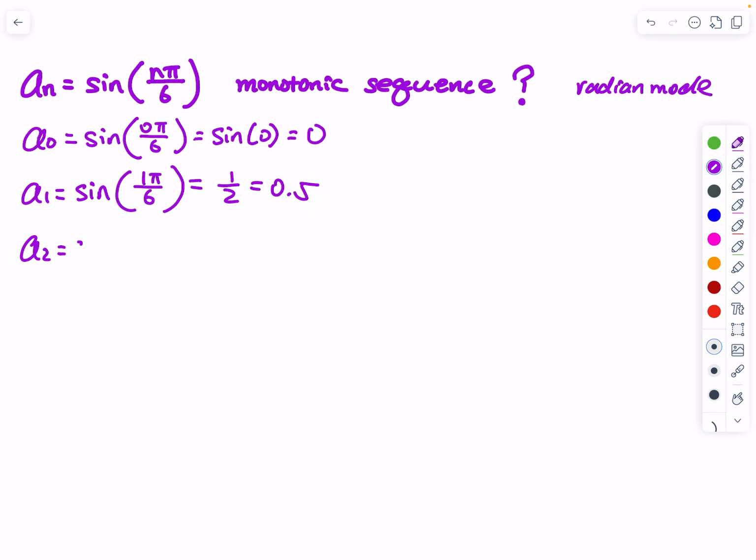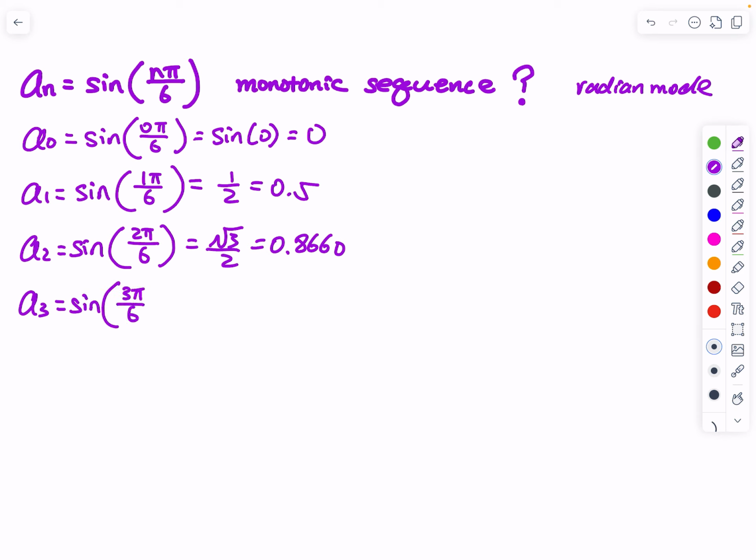And then a2, that is sine of 2 pi over 6, that is sine of pi over 3, which is root 3 over 2, equal to 0.866. And then a3, that is sine of 3 pi over 6, which is sine of pi over 2, that is equal to 1. So far we go from 0 to 1, that is increasing.